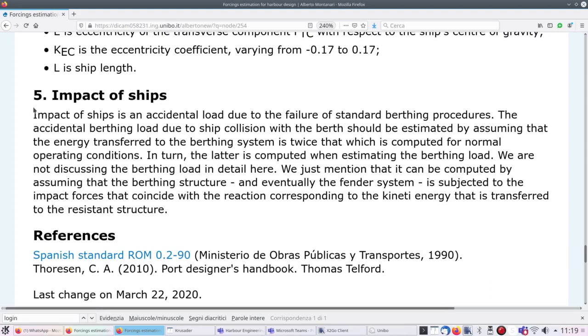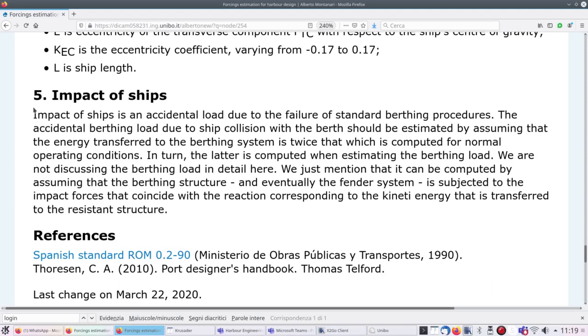It may happen also under the effect of wind, under the effect of currents, and then there is a collision between the ship and the berth, typically through the fenders. And as I said, it's an accidental load, which is also called live load in some terminology.